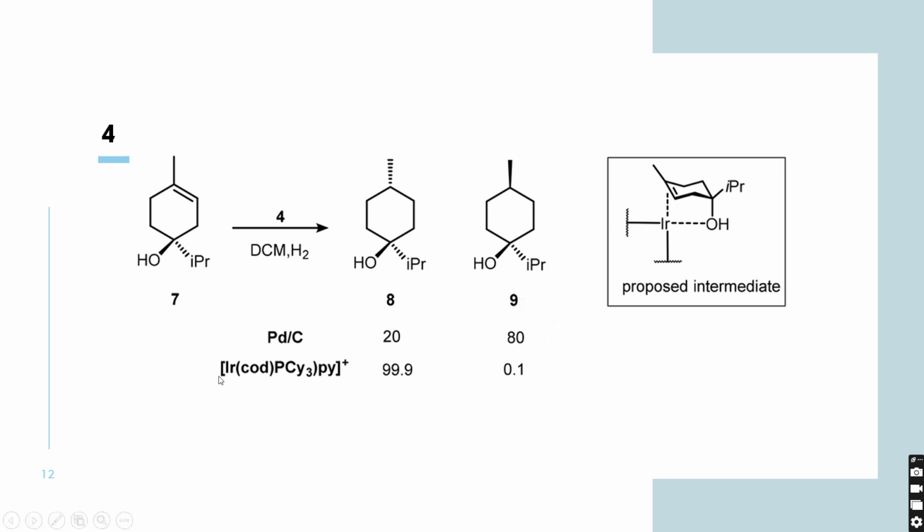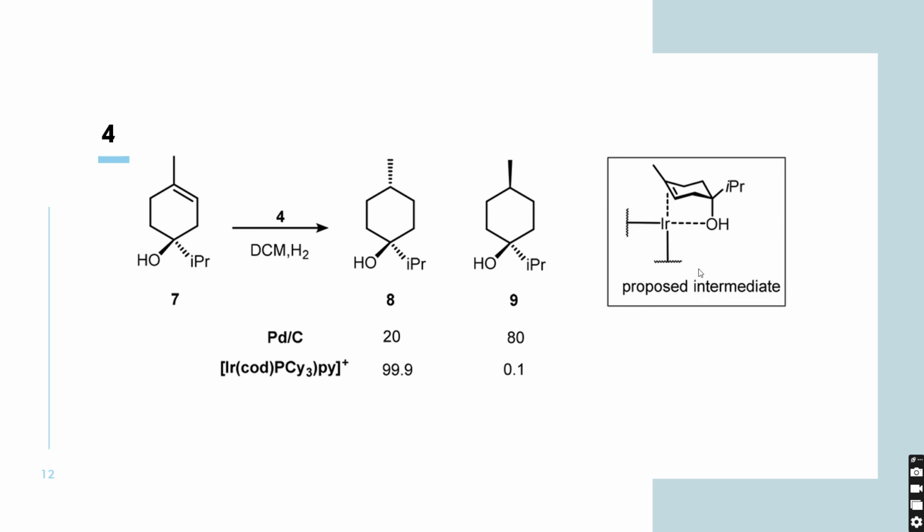But when we are using Crabtree catalyst, you are almost exclusively getting product 8 as the major product. So since this question is from the topic Crabtree's catalyst, you have to tell why we are observing this opposite selectivity in case of Crabtree's catalyst. The reason you can find from this proposed intermediate.